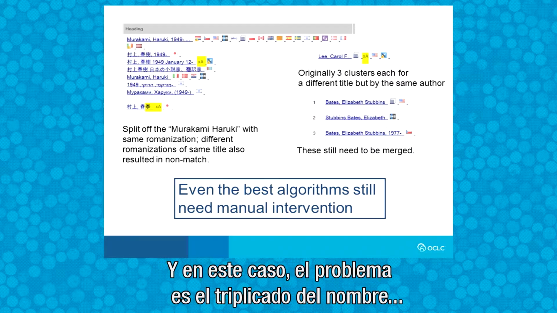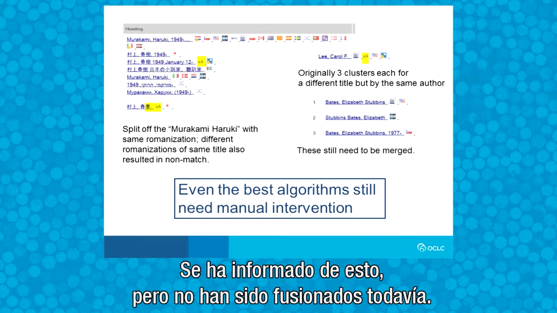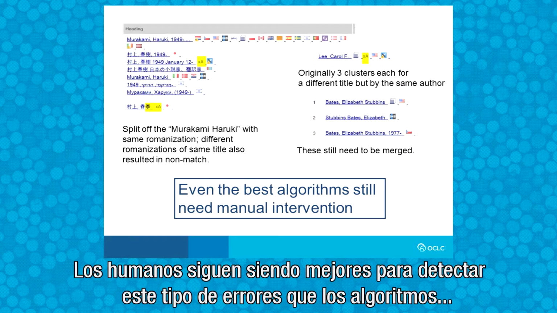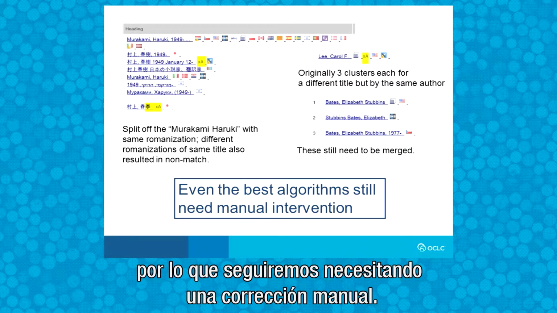And in this case, it's a triplicate for another name, this time due to differences in how the same name is represented by different sources. And it's been reported. It hasn't been merged yet. Humans are still better at detecting these kinds of errors than algorithms, so we will continue to need a manual override.